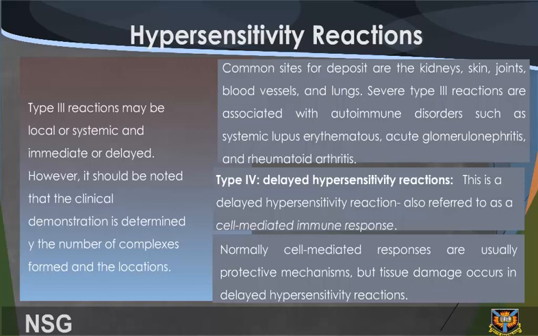Severe type 3 reactions are associated with autoimmune disorders such as systemic lupus erythematosus, acute glomerulonephritis, and rheumatoid arthritis. Type 4, delayed hypersensitivity reaction. This is a delayed hypersensitivity reaction, also referred to as a cell-mediated immune response. Normally, cell-mediated responses are usually protective mechanisms, but tissue damage occurs in delayed hypersensitivity reactions.